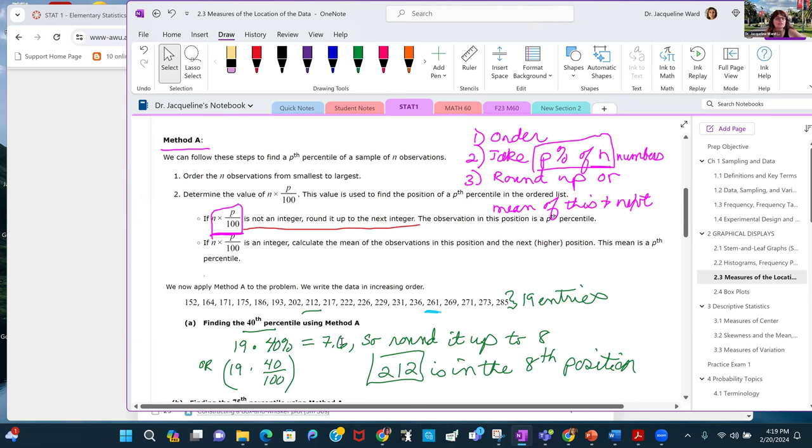And if it's not an integer, integers are those roundish numbers, right? It's not an integer because there's that decimal portion. So then you're going to round it up to the next integer, number 8. And so we're looking at what number is in the 8th position, right? If you did get an integer, then you take the mean of that one and the next one. So if you got 8, you would take the mean of 8 and 9.